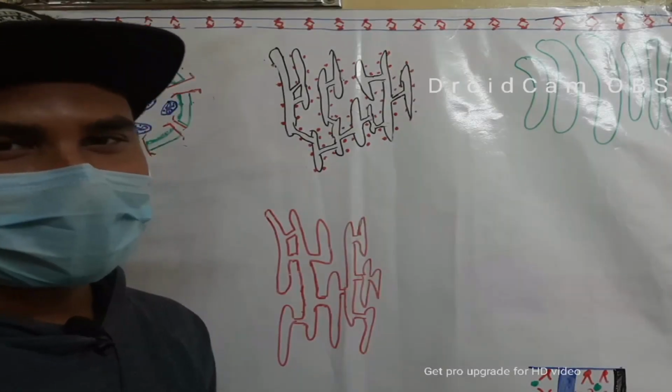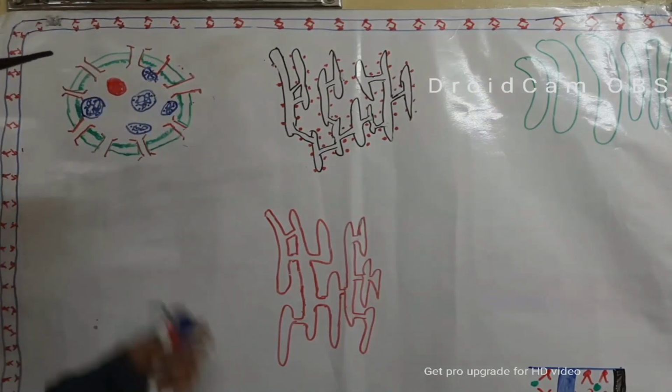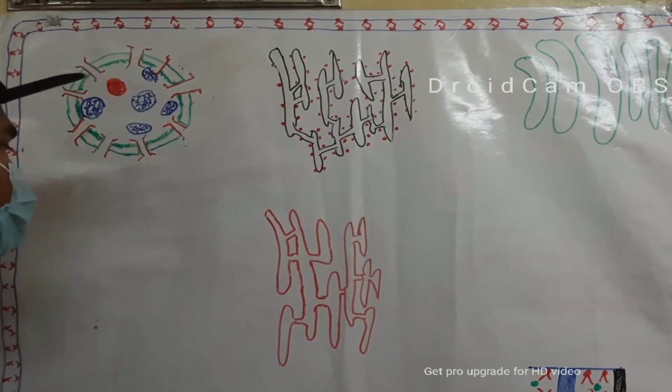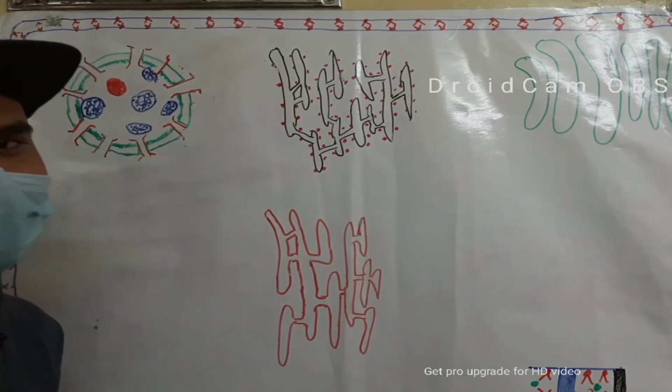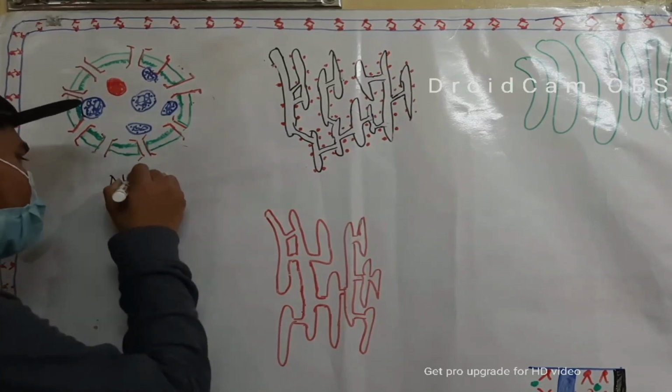Hi guys, let's start with a tour of our cell. The first structure we are going to see is the big mama of the cell. It is located in the center of the cell, and it is also known as the brain of the cell. Do you know the name of this structure? Hi guys, this structure is known as the nucleus.